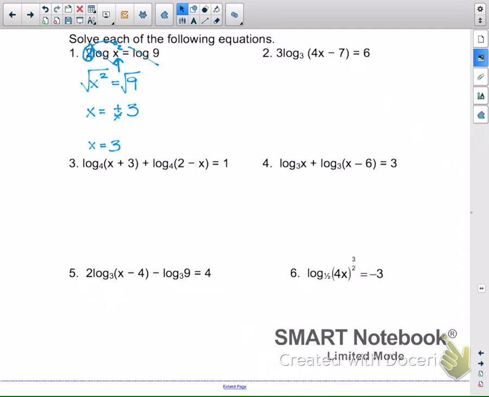Divide it. Why did I not do that in question 1? Because you can't divide the 2 into the log of 9, not nicely. But in this case, if you can, go ahead and divide that 3 over here. Just get rid of it. So you could have handled that one of two ways. Either way would have been fine.